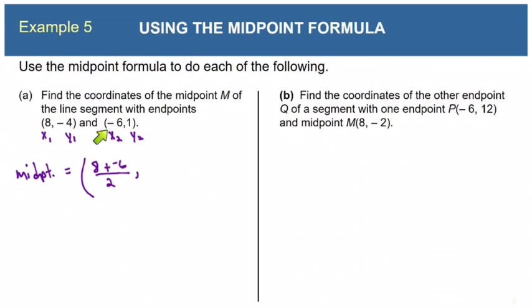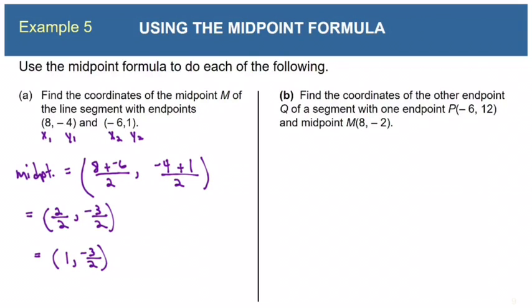And for the midpoint formula, all we need to do is average the x's, so we'll add the x's together and divide by 2. Then we'll add the y's together and divide by 2. 8 plus negative 6 is going to be positive 2. Negative 4 plus 1 is going to be negative 3. And of course 2 over 2 reduces. So we have 1, negative 3 halves.